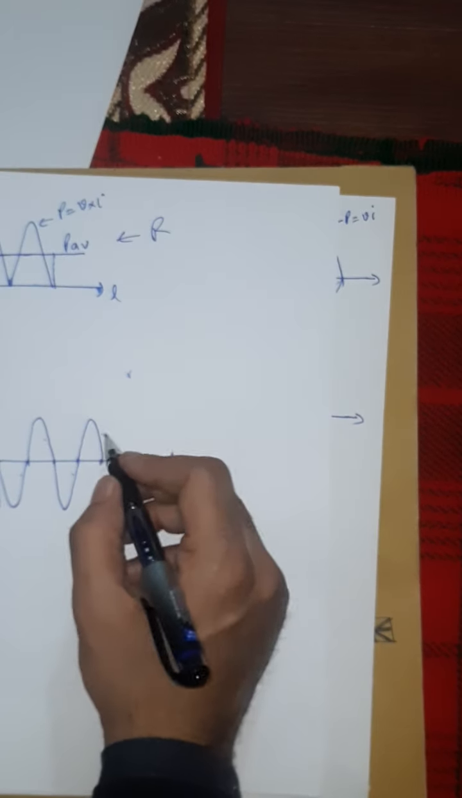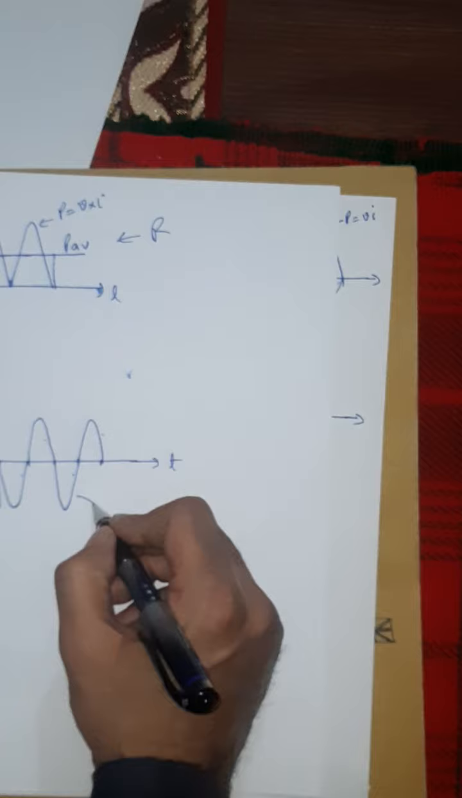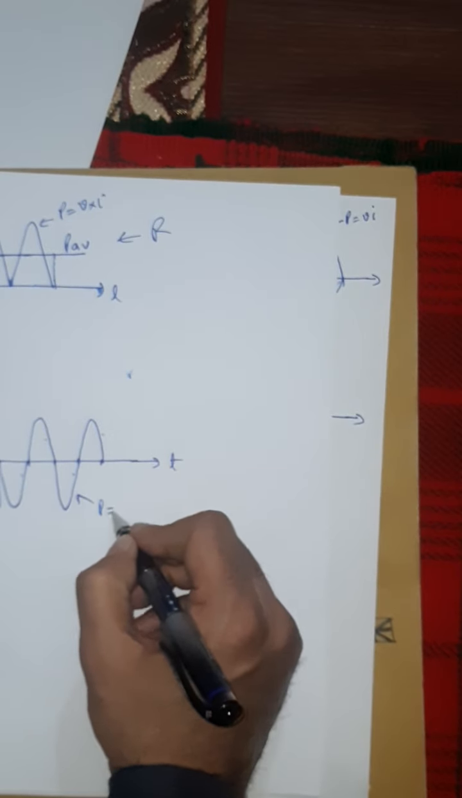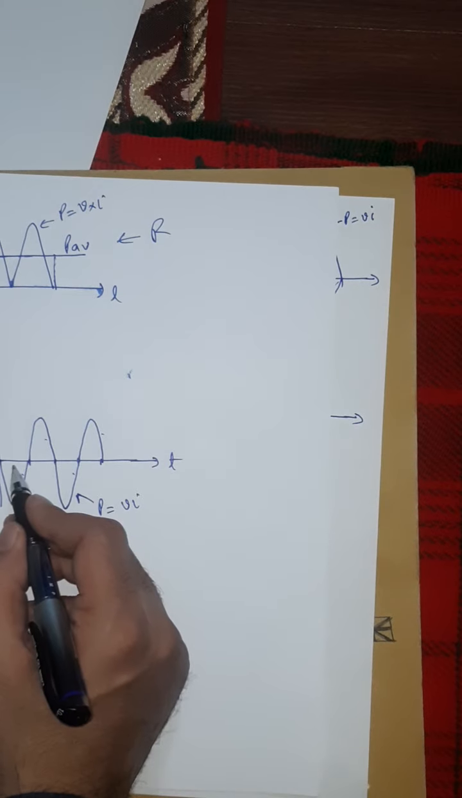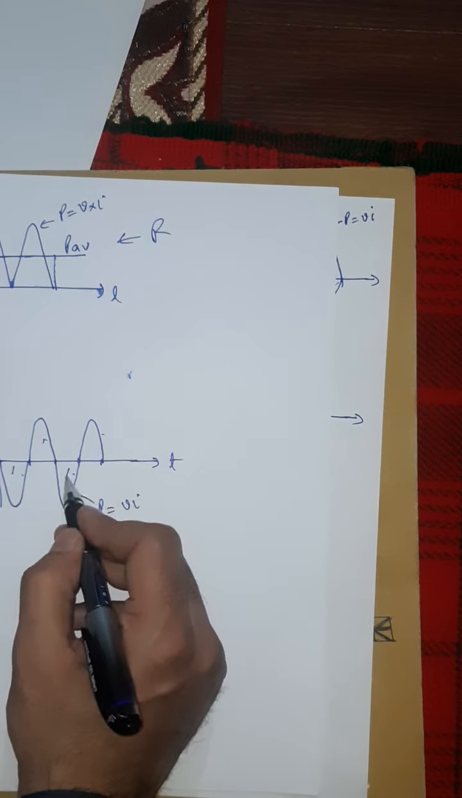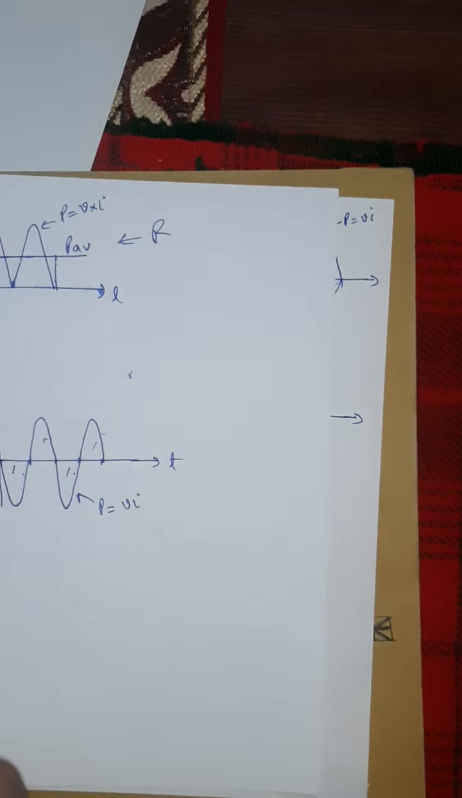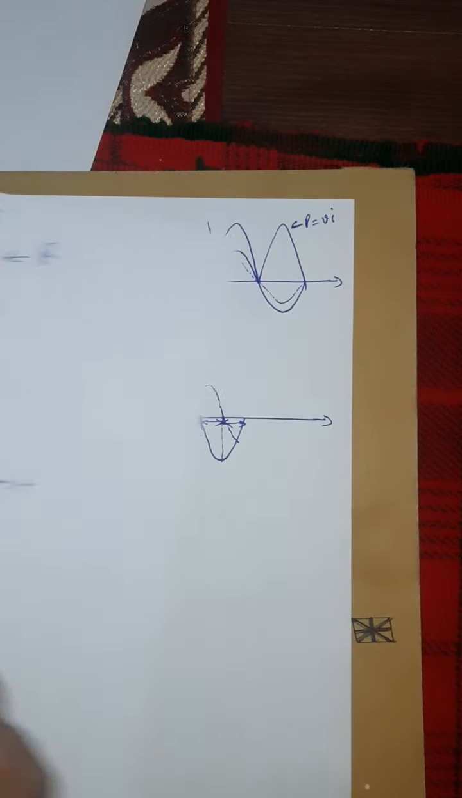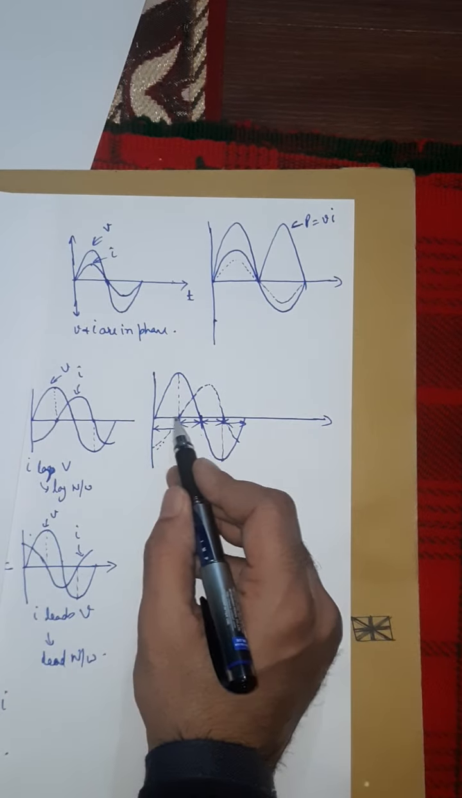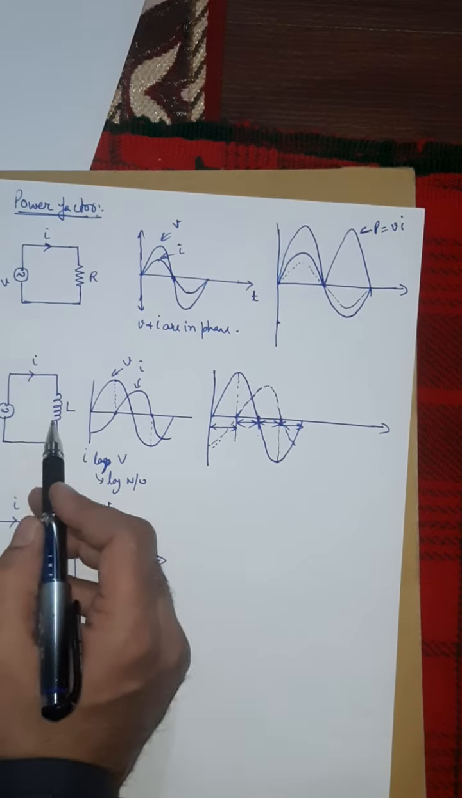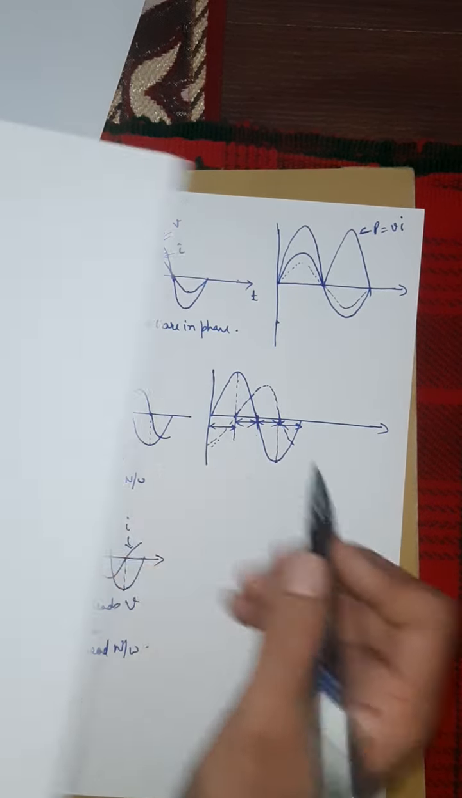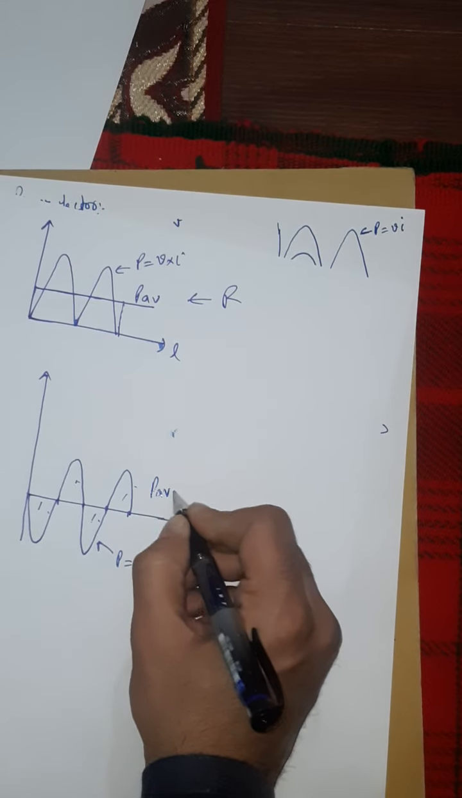Got it? So this is the actual power, P is equal to VI. Okay, so what will be the average power? You know, this area is equal to this area and this area is equal to this area. All the 4 areas are equal. Why? Because the phase difference between the voltage and the current is 90 degrees. Why 90 degrees? Because of a purely inductive load. So what will the average power be here? Average power will be equal to 0.